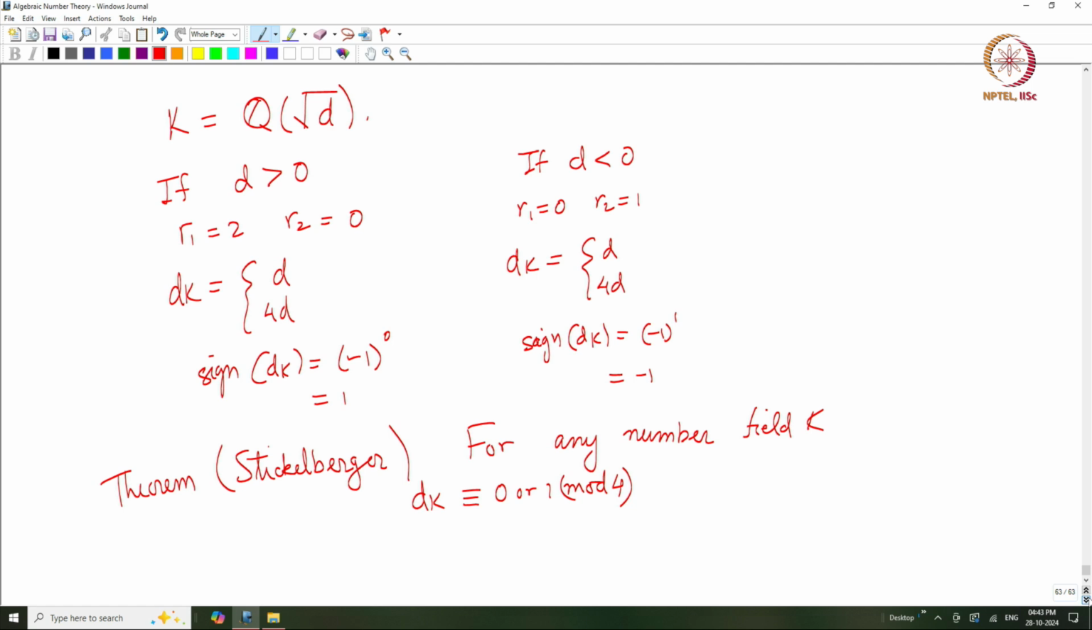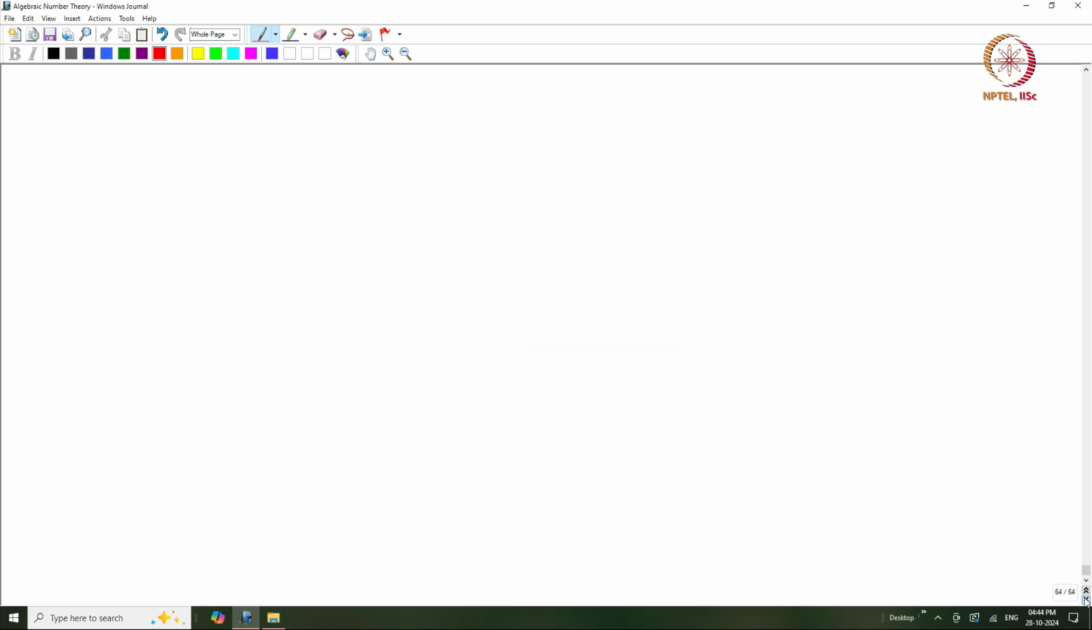Now, you would expect this for squares, and although dk is determinant of m squared, determinant of m is not necessarily an integer. So, you can't just say that dk is determinant of m squared, and so it is always 0 or 1 mod 4, that is not correct. So, it is kind of curious that this still holds, and the proof is not that difficult. Let me write it down for you.